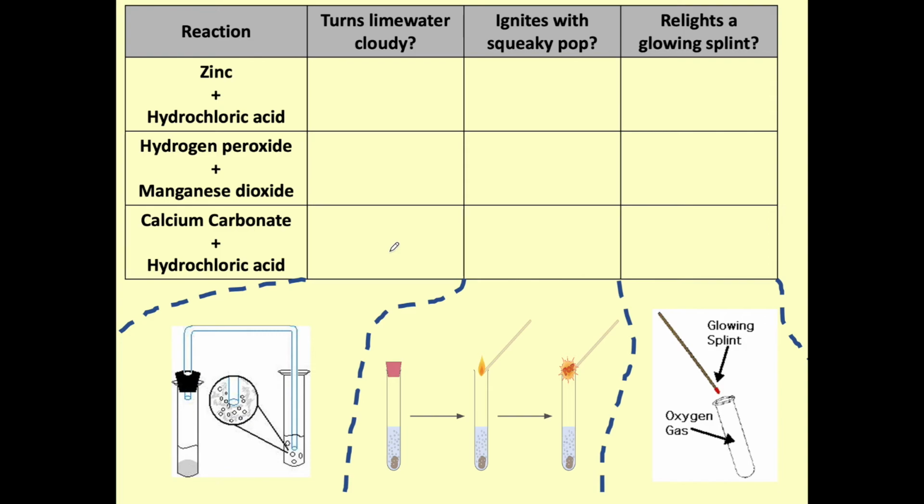So thinking about different reactions that you will have looked at last year, such as metal and acid, metal carbonate and acid, and use of a catalyst in that hydrogen peroxide decomposition. What is going to be the gas that's produced in each of those examples, and therefore which of these tests is going to give a positive result? So we should only have one tick in each of those rows and then two crosses in each of those rows. So pause the video whilst you have a go at those.